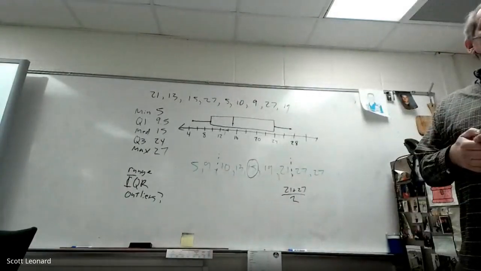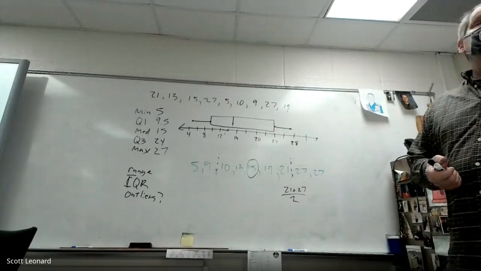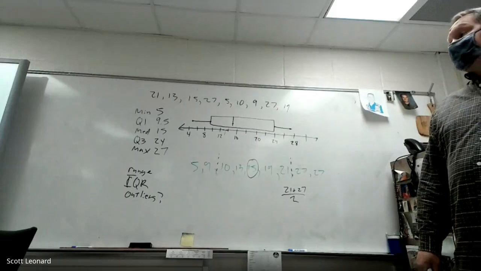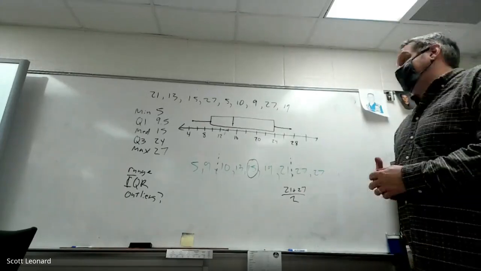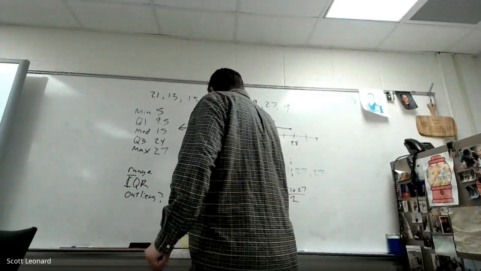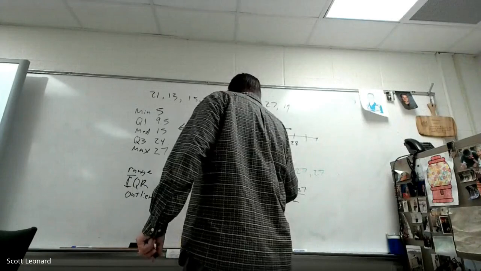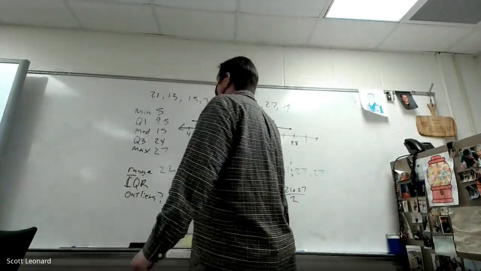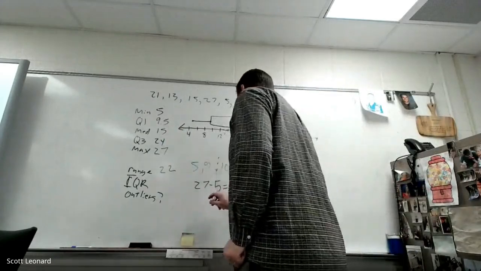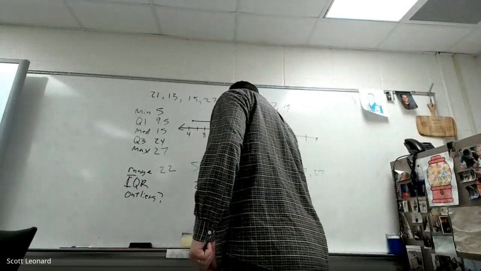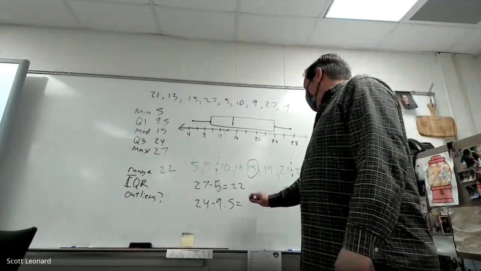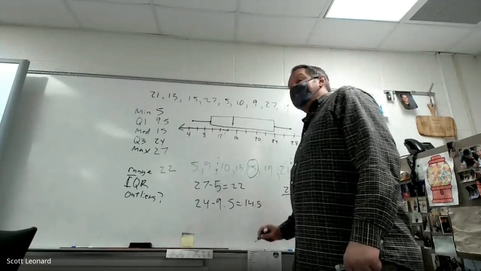Okay, range, largest minus smallest. 27 minus 5 is 22. Okay. IQR, quartile 3 minus quartile 1. 24 minus 9.5 is 14.5. We get that?